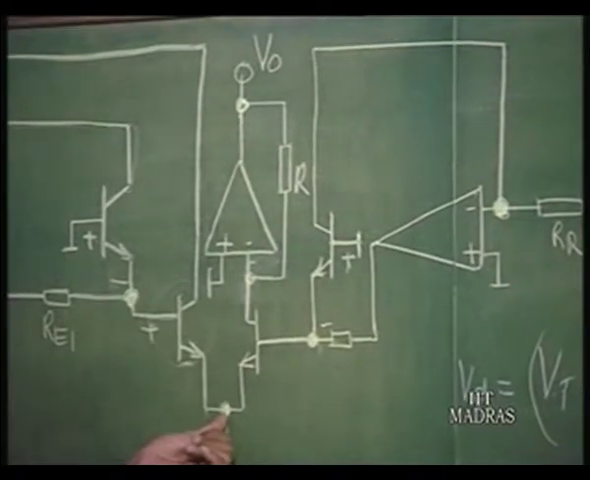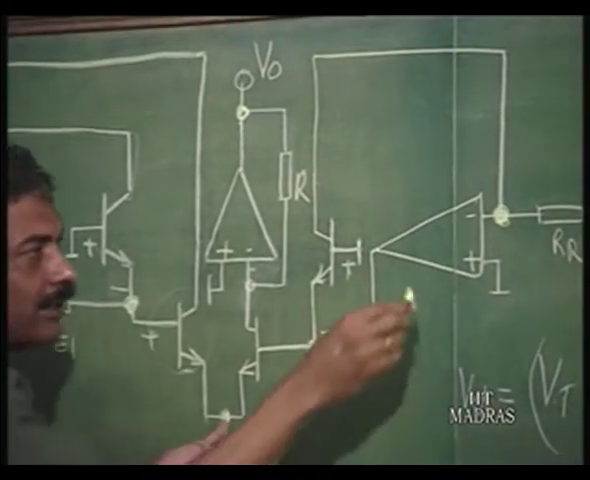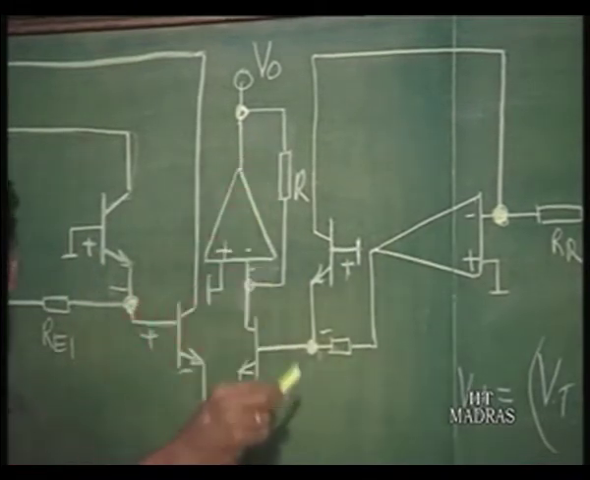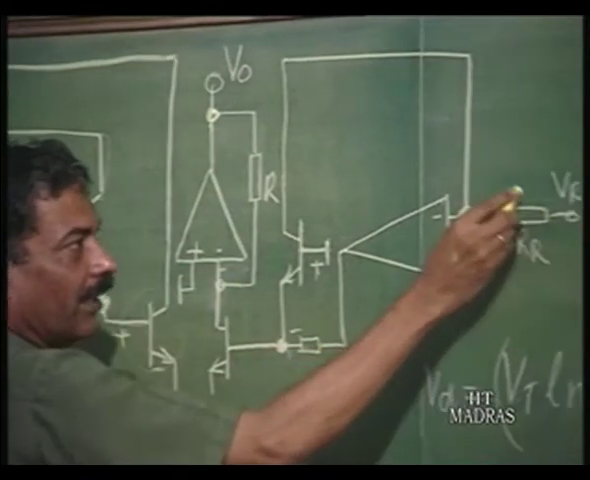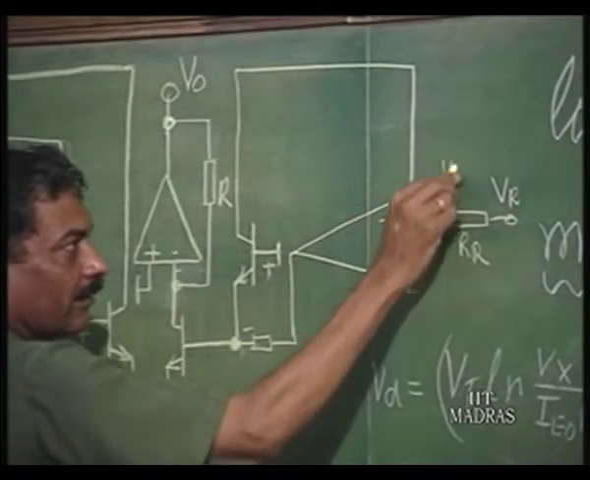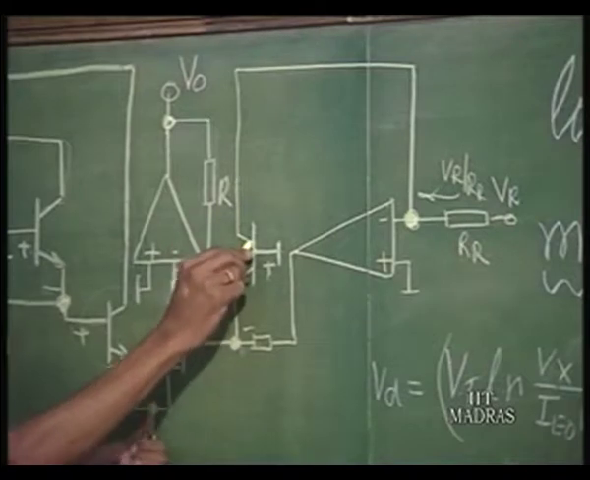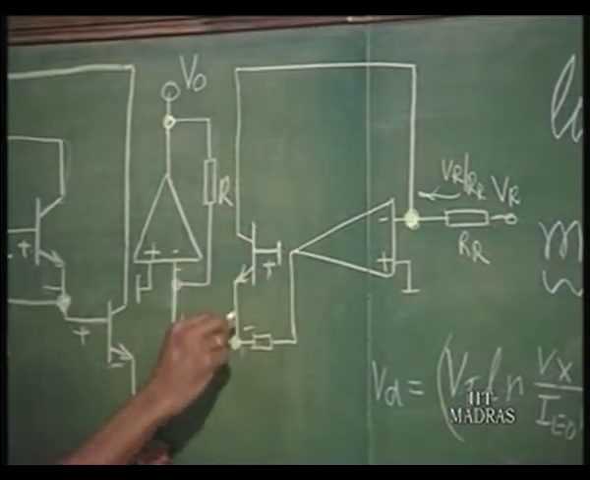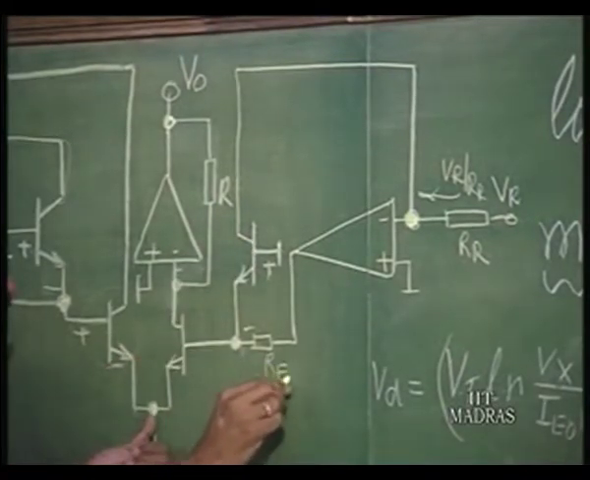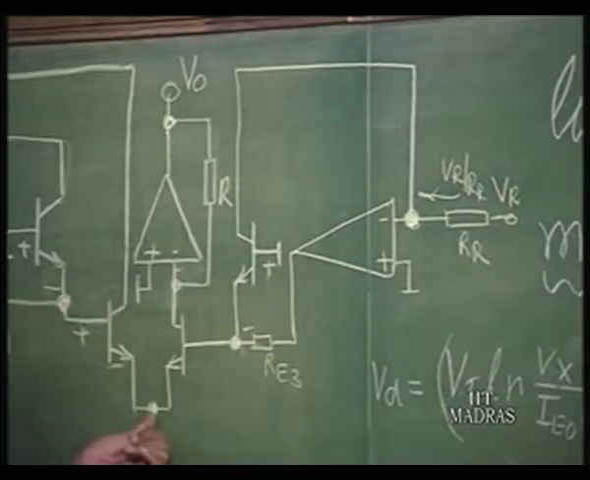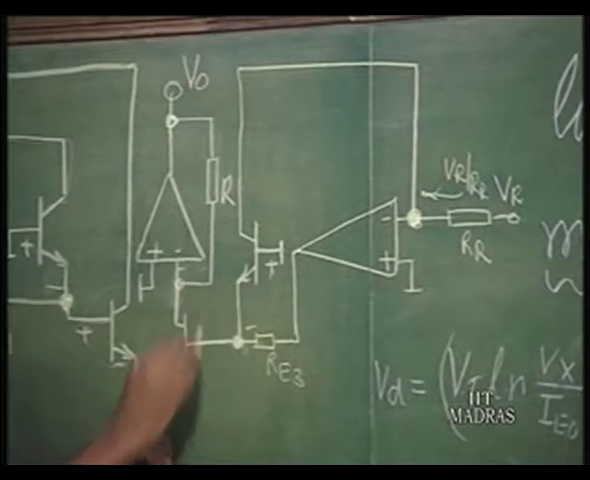What is the voltage that we want to generate? Corresponding to minus V t log V r by R r I E naught. You can see V r by R r is the current here, and this collector current is supposed to be the same as that. If the emitter resistance, let us say R e 3, is properly chosen, so that it is connected to the op amp output, automatically this voltage is developed.